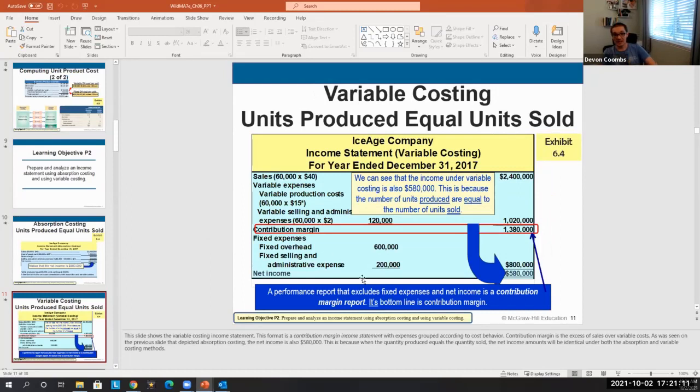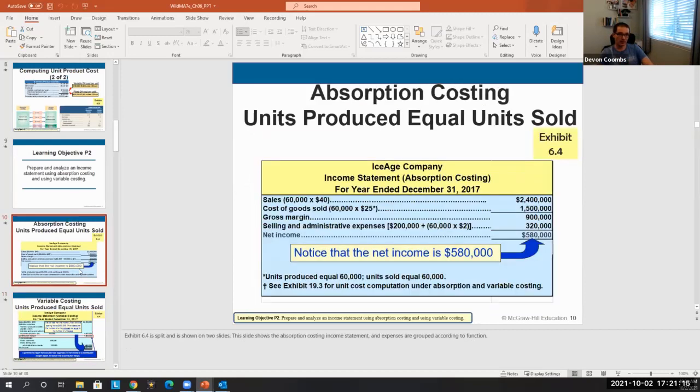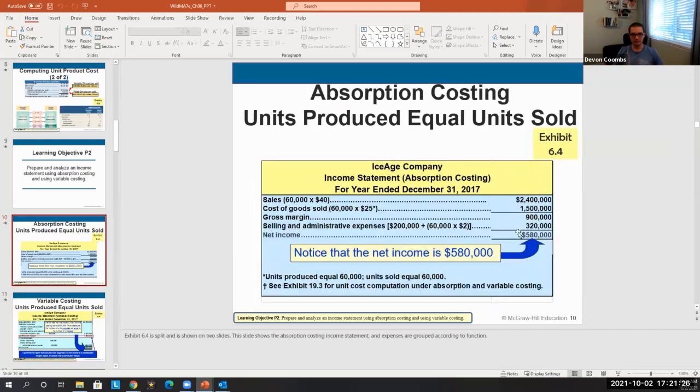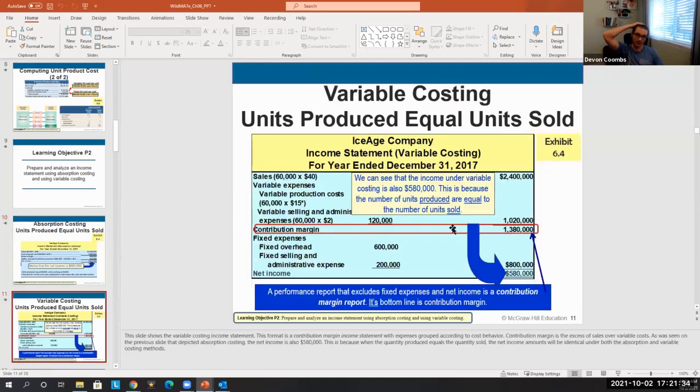Okay, and then we're seeing the net income here. If we can compare this absorption costing to the variable costing, we can see the net income equals each other. So the contribution margin on the variable costing is much different, right? Contribution margin is different than the gross margin because the cost of goods sold includes the fixed overhead. Well, here it doesn't include it.